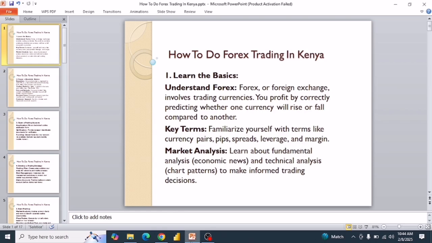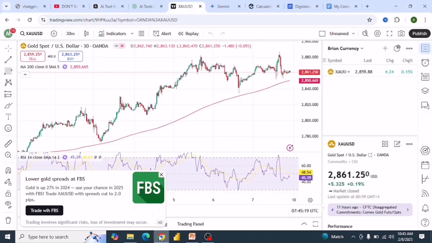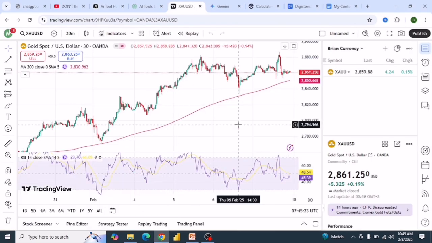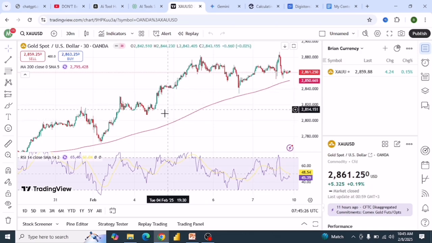So for you to trade, you need to do market analysis, and that is through fundamental analysis, where you analyze economic news and releases. And then we also have technical analysis, where you analyze chart patterns, like for this one, the gold against US dollars. You need to understand how to analyze such a market.